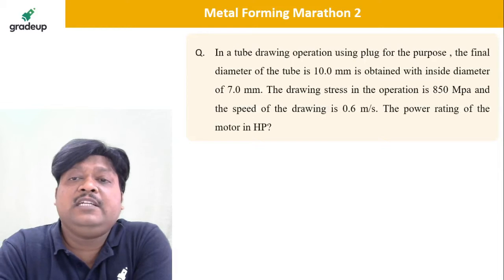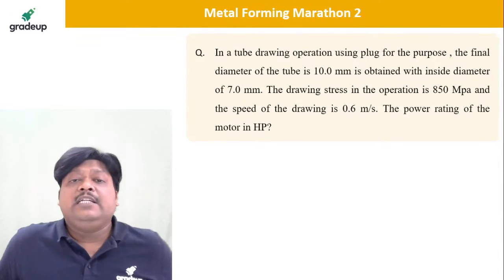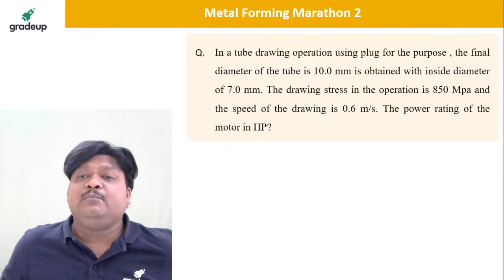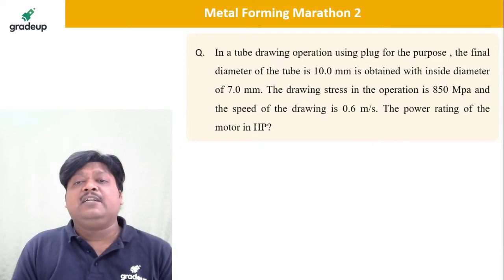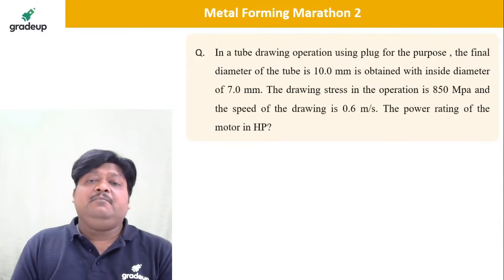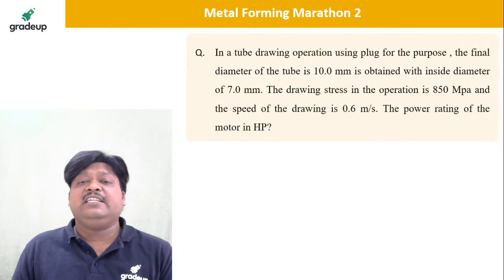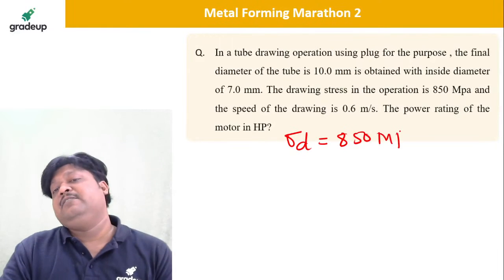Take the next question. Bring up the tube drawing question quickly. The tube drawing question has come up. In a tube drawing operation using a plug, mandrel for the purpose, you can say mandrel plug. The final diameter of the tube is 10 millimeter, obtained with the inside diameter 7 mm. The drawing stress is 850 megapascal. Drawing stress is already given. Sigma D is given. How much? 850 megapascal directly given.